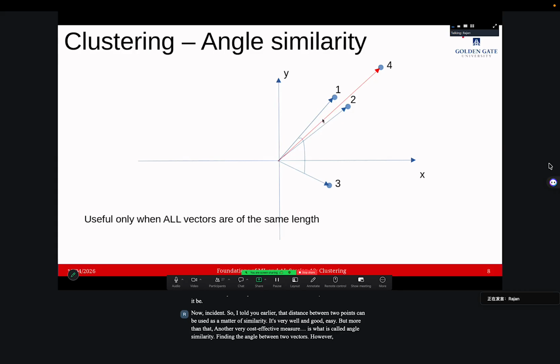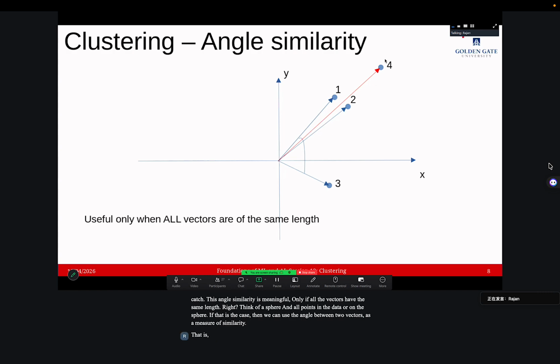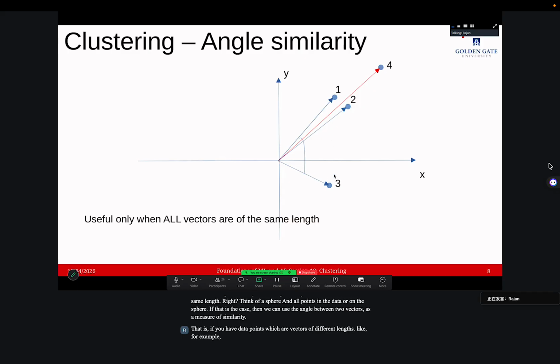However, here is the catch. This angle similarity is meaningful only if all the vectors have the same length. Think of a sphere and all points in the data are on the sphere. If that is the case, then we can use the angle between 2 vectors as a measure of similarity. Whereas if we have data points which have vectors of different lengths, like for example 4 here and 3 here, then angle similarity does not work.